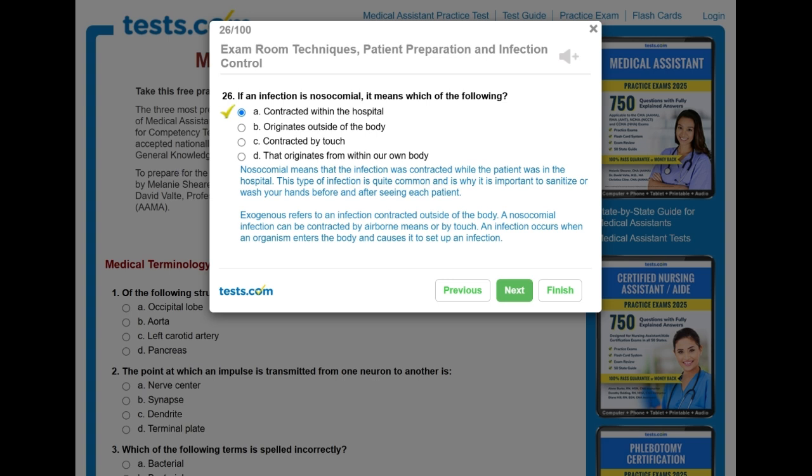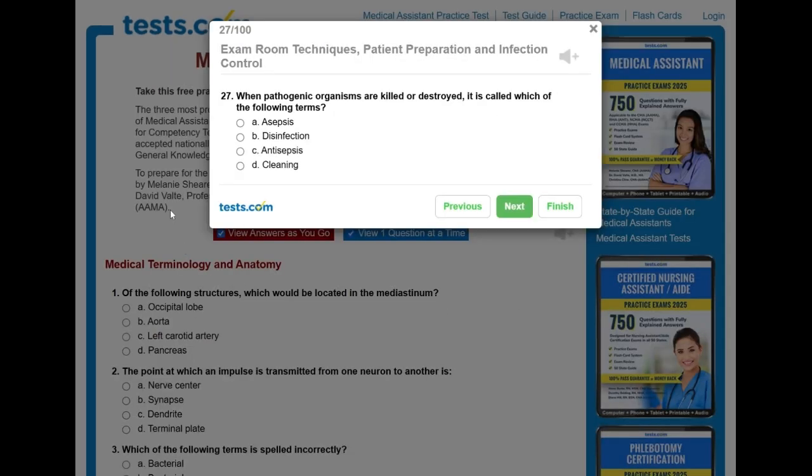Nosocomial means that the infection was contracted while the patient was in the hospital. This type of infection is quite common, and is why it is important to sanitize or wash your hands before and after seeing each patient. Exogenous refers to an infection contracted outside of the body. A nosocomial infection can be contracted by airborne means or by touch. An infection occurs when an organism enters the body and causes it to set up an infection.